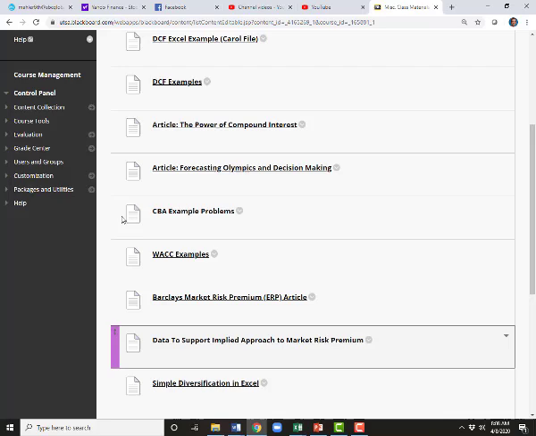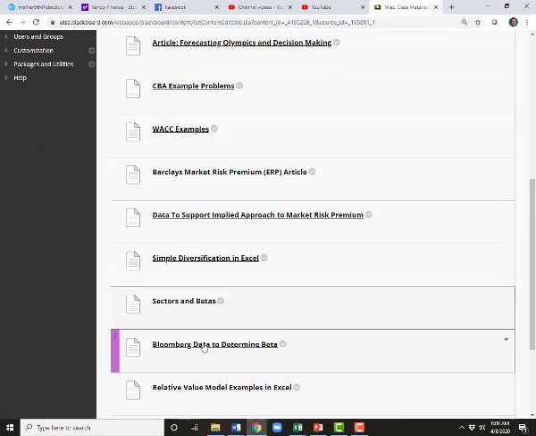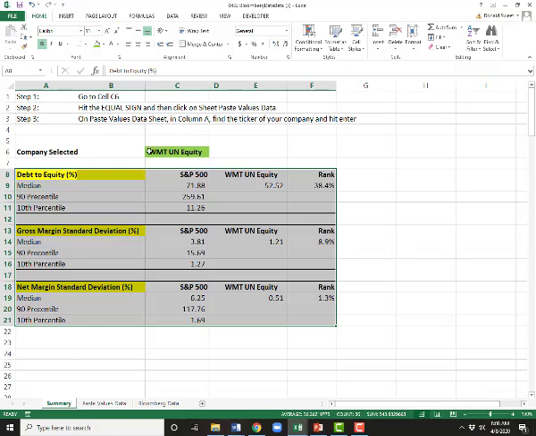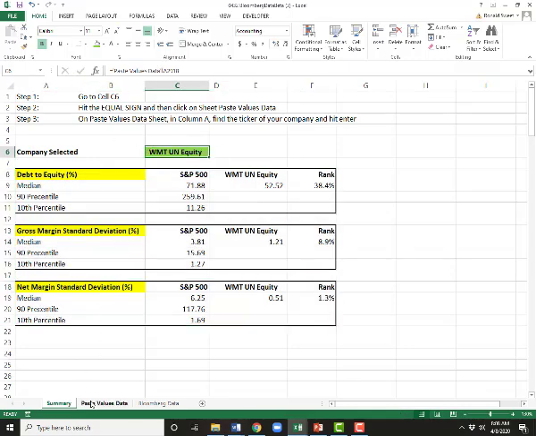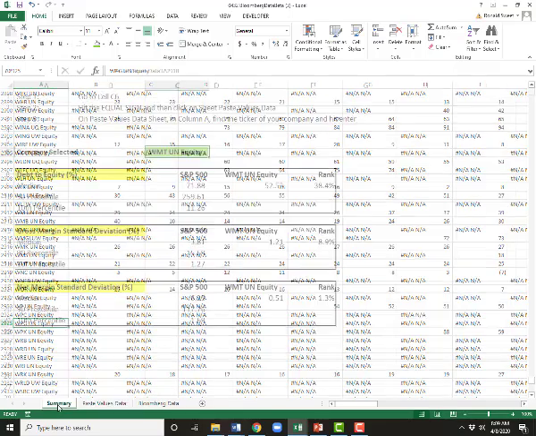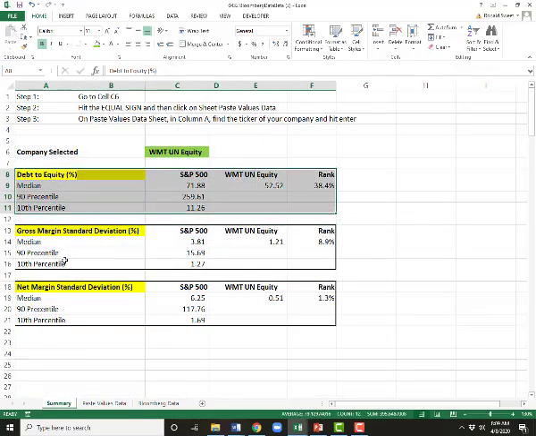Let's see, I just saw it. Bloomberg data to determine beta. Once you pick your company, then you have this file. You just hit the equal sign and you go to the paste values data and you find the ticker for your company. If your company is not in this group of companies, there's about 3,000 of them, then you'll have to pick another company. So you might start here and make sure you find a company that you know, and that will tell you about their financial leverage.